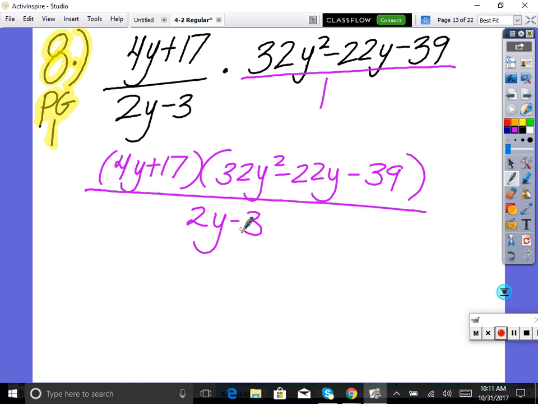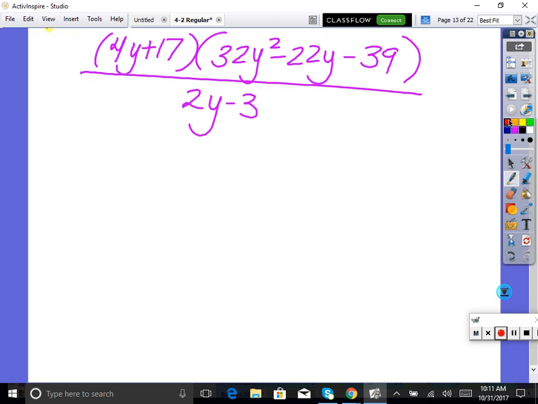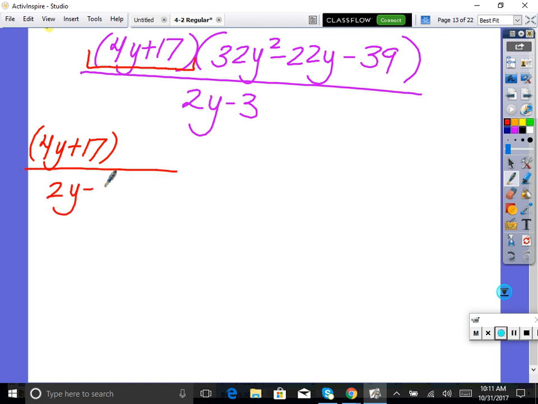Now I just need to simplify. We've simplified by factoring the top, factoring the bottom, and dividing out exact factors. This piece does not factor. So once again, I'm going to have a place where I write my final factored form before I divide it out. Number 8. Let's factor this piece. Here we go.